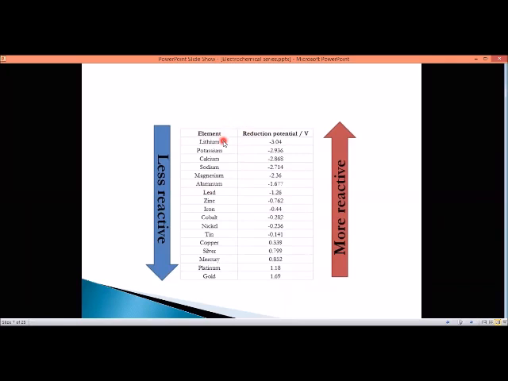The top ones are more reactive. The bottom ones are less reactive. The top ones are known as electropositive. The bottom ones are known as electronegative. The top ones can become an anode. The bottom ones can become a very good cathode. By knowing all these things, we can actually make different sets of Daniell cells, and we can calculate their EMF very easily.